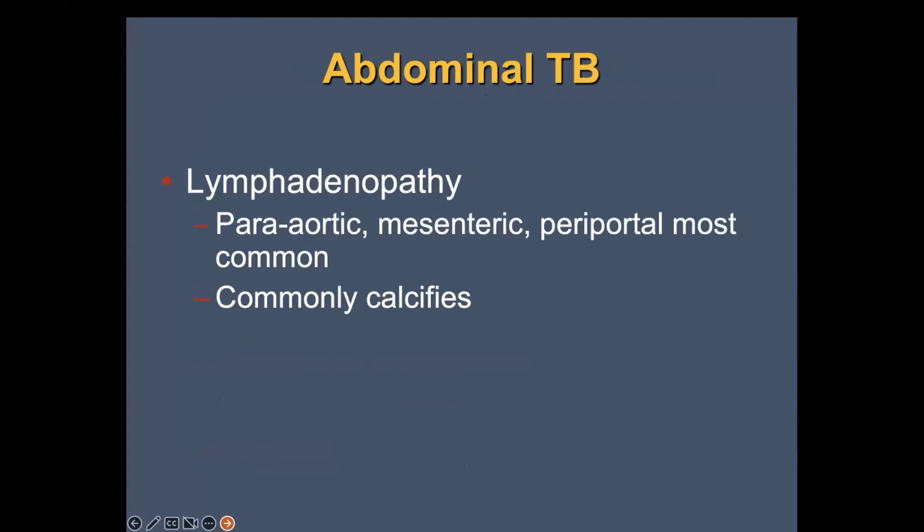The lymphadenopathy can occur in a variety of areas, and unlike chest lymphadenopathy in children that doesn't calcify, the lymphadenopathy in the abdomen with TB does tend to calcify fairly commonly.